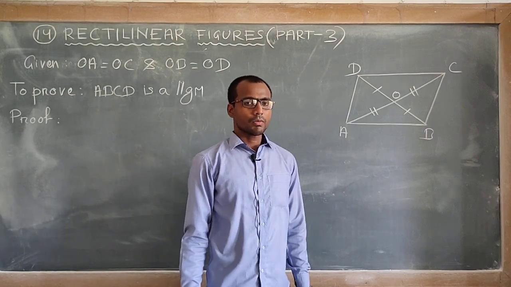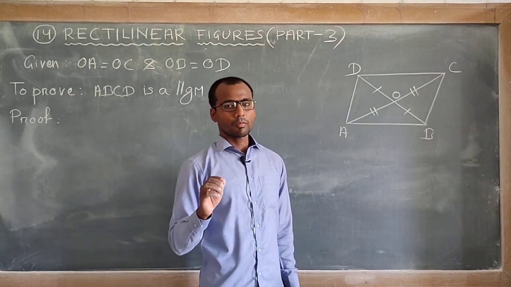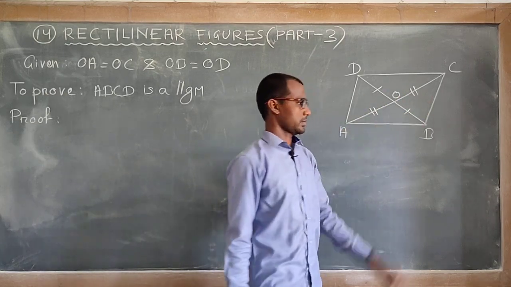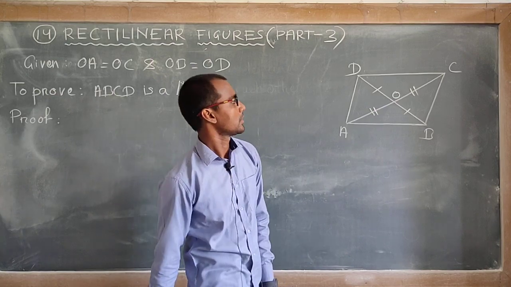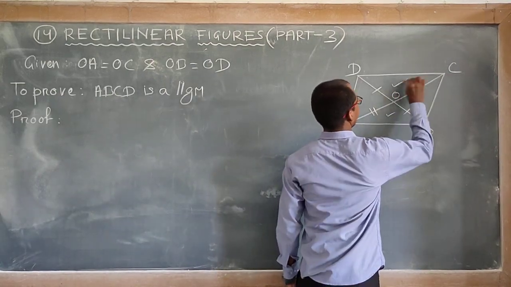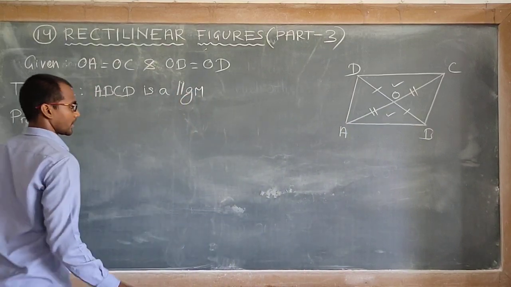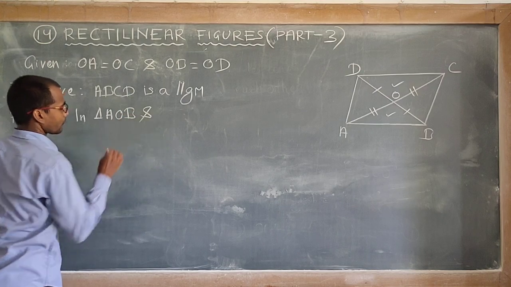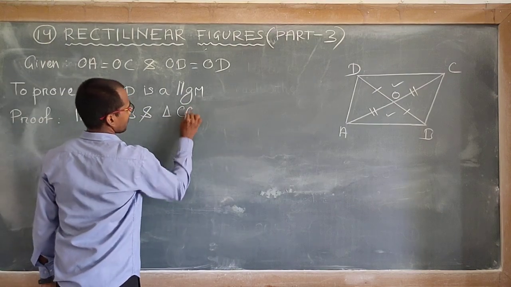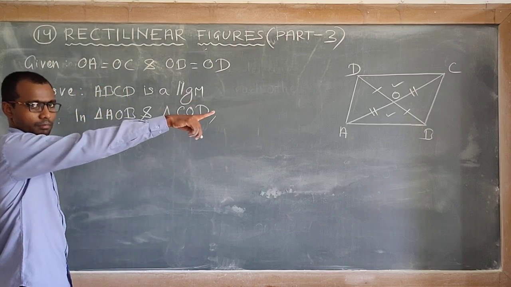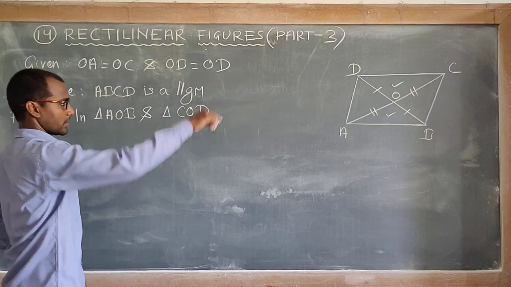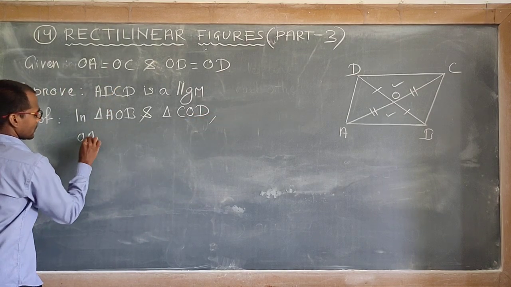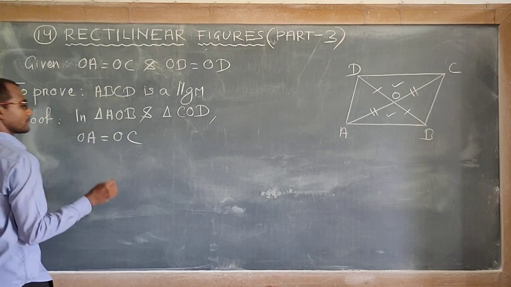Now we will use congruency here. We will prove congruency between these two triangles or these two triangles. You can choose any one pair. Suppose I am proving between these two, AOB and DOC. Okay, in triangle AOB and triangle COD, look at the diagram. You can clearly see OA equal OC. This is given.